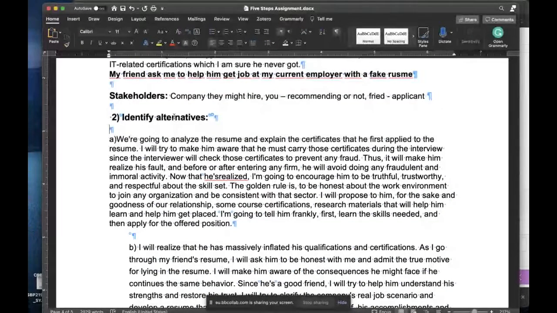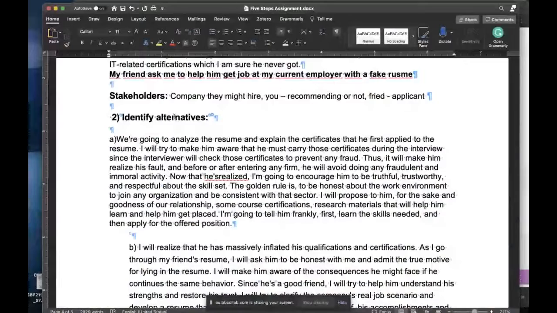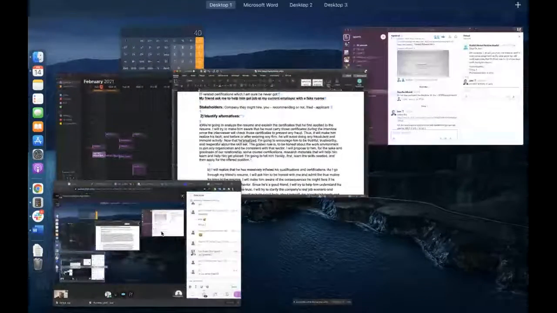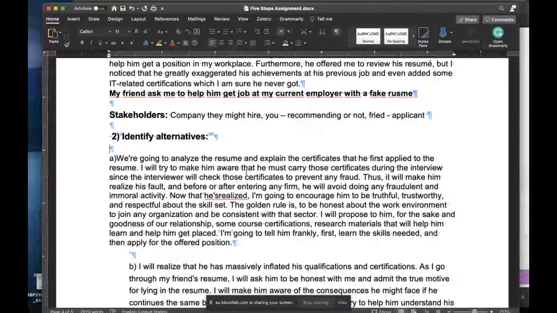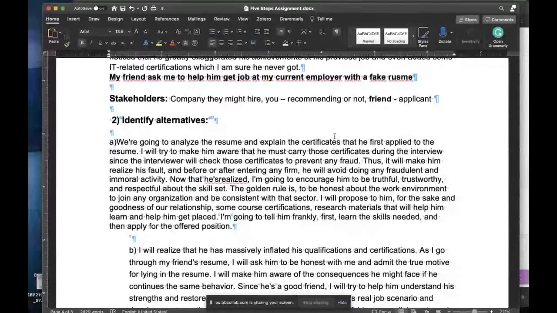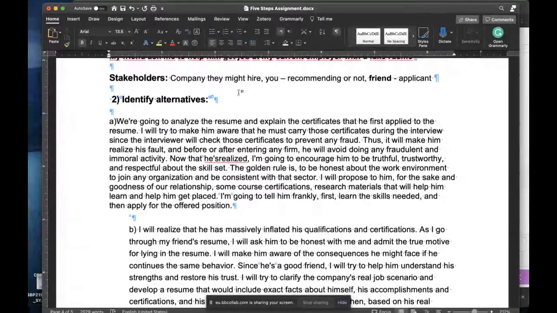I realized that he has massively inflated his qualifications and certifications. As I go through my friend's resume, I will ask him to be honest with me and admit the true motive for lying in the resume. I will make him aware of the consequences he might face if he continues in the same company or the same behavior, since he's a good friend. And I'll advise my friend not to do this bad act.